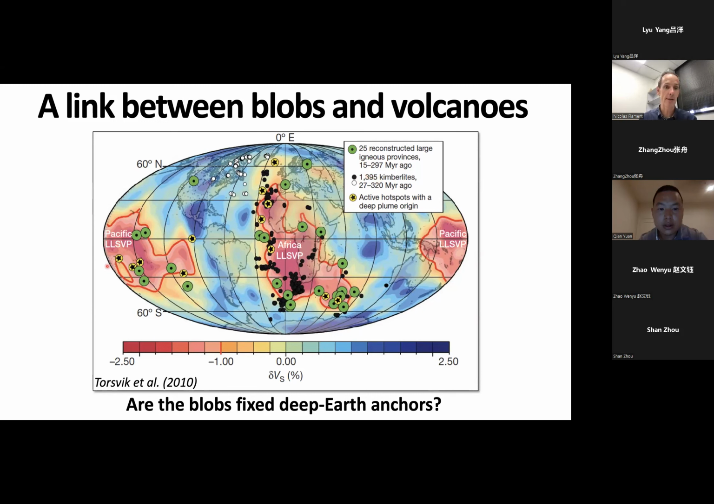There's no kimberlite in the Pacific hemisphere because kimberlites are mostly associated with thick continental lithosphere. What you can see is that the kimberlites also tend to cluster around the African blob, with the exception of a few up here. And so here the contour that was picked was S mean, and it was -1% to define the blob. And so this was very interesting and exciting. It suggested that there was a link between the deepest Earth and volcanic activity at Earth's surface.